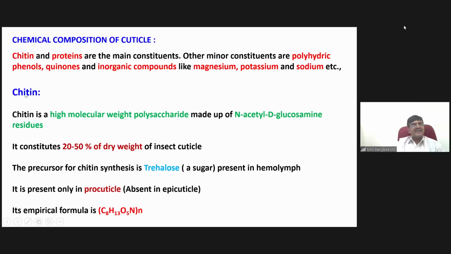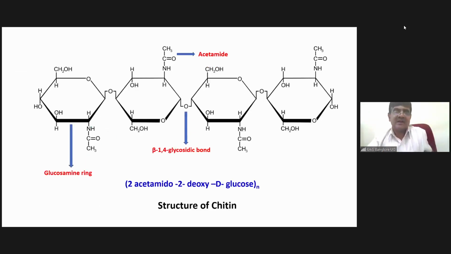So remember, chitin is present in the procuticle only, whereas it is absent in the epicuticle. If you take the structural formula of chitin, chitin is made up of C8H13O5N, bracket to the n. So this n may be 1, 2, 3, 4, 5, etc. In the next slide, you will see the structure of chitin.